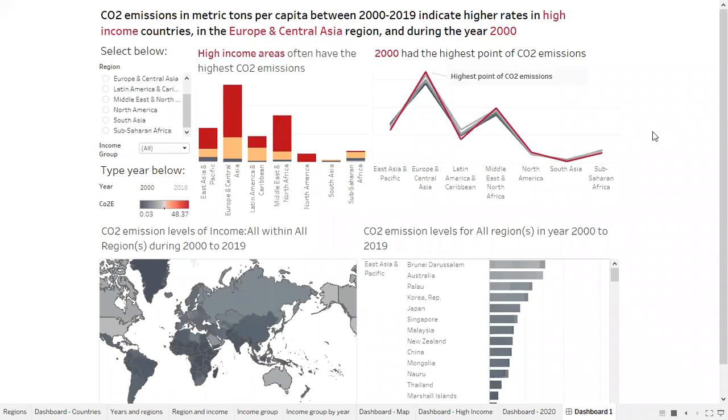The Tableau dashboard seen before you was created using data on CO2 emissions per capita provided by the World Bank. According to the U.S. Environmental Protection Agency, or EPA, as emissions increase, they build up and warm the climate, leading to hazardous changes around the world. We know CO2 emissions are harmful.